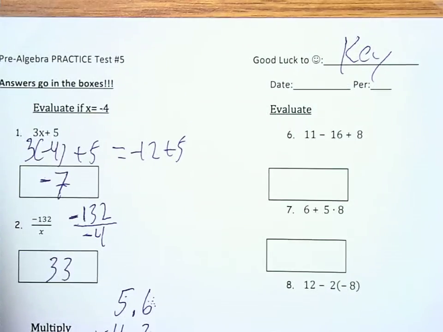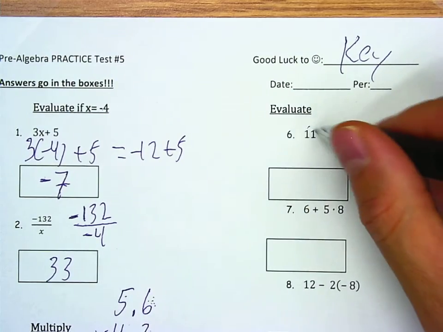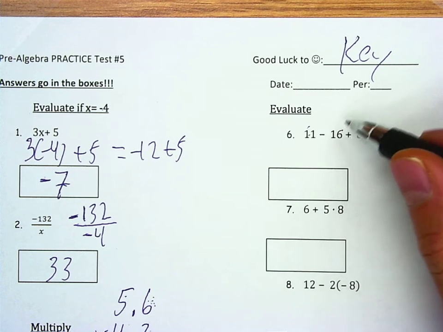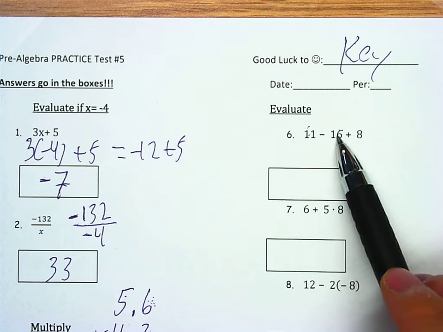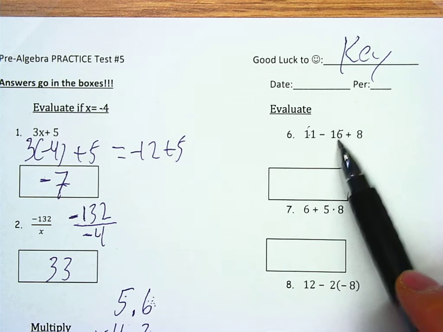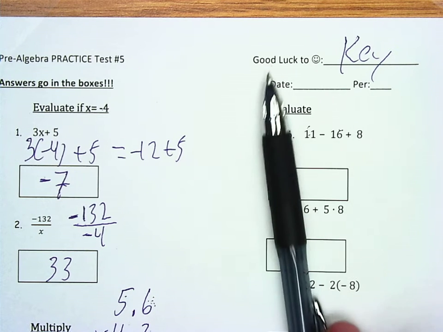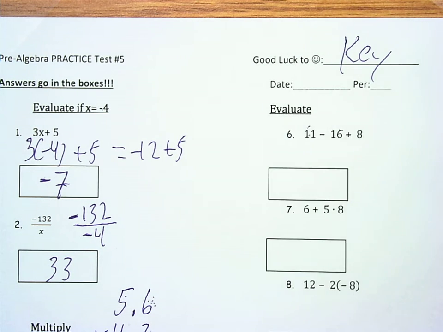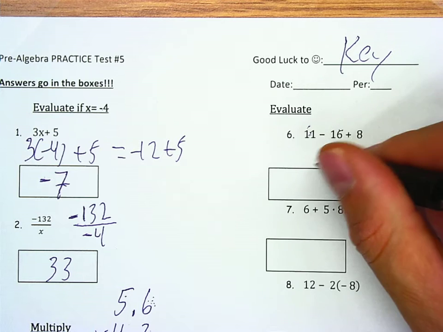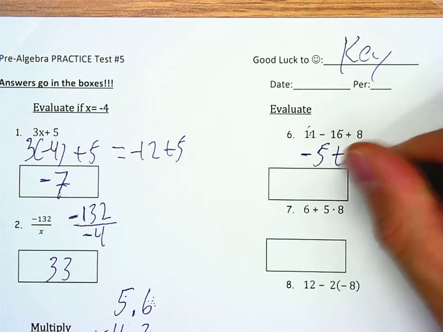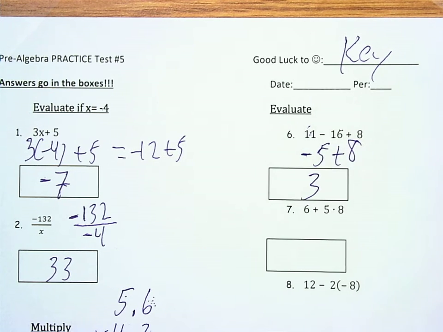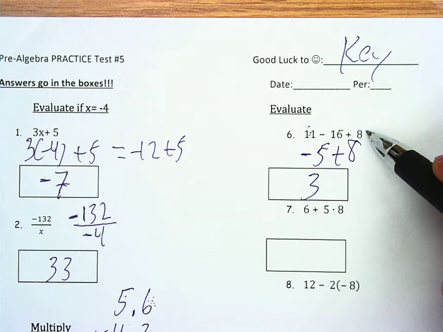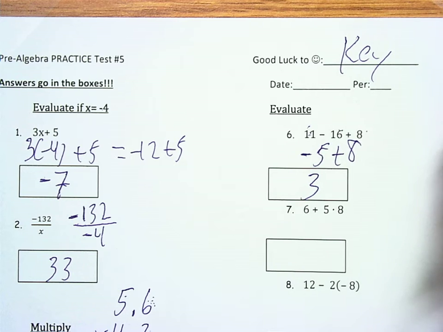Alrighty, next one, number 6. 11 minus 16 plus 8. So again, I can do 11 minus 16 as my first step, or I can do negative 16 plus 8. That 16, however, is minus, or it's negative. So I'm going to do the 16 plus 8 first. It's a negative 16. That's not a positive 16. That's a negative 16 plus 8. So in other words, I can either write my work as 11 minus 16 is negative 5, and negative 5 plus 8 is 3. Or I can write my work as negative 16 plus 8 is negative 8, and 11 minus 8 is 3 as well.